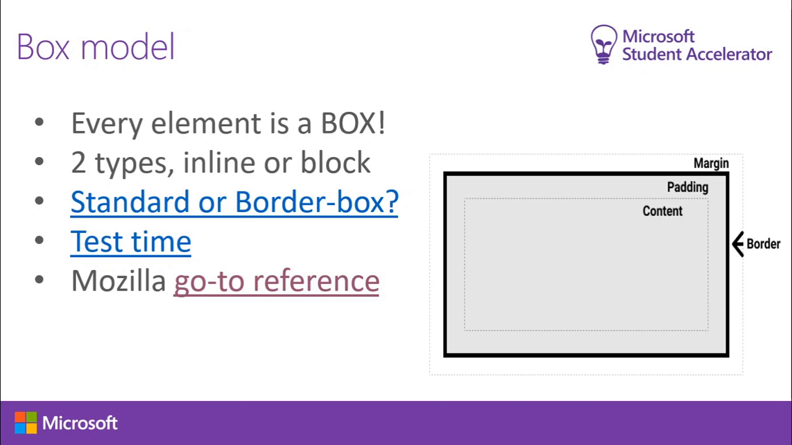So we have two types of boxes. An inline box stays on the same line, whereas a block box breaks into a new line. There are also a few more differences, such as you can't apply a fixed width or height to an inline box.